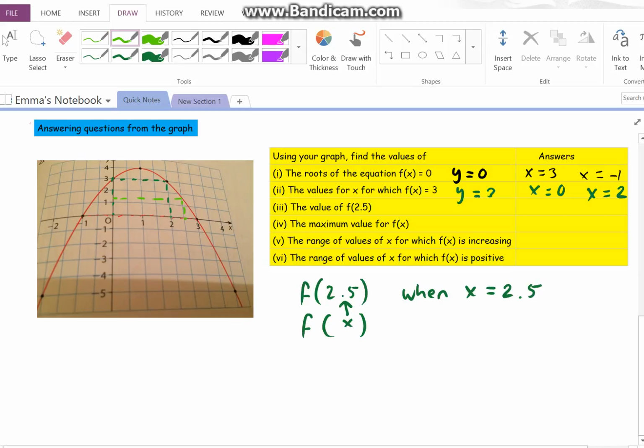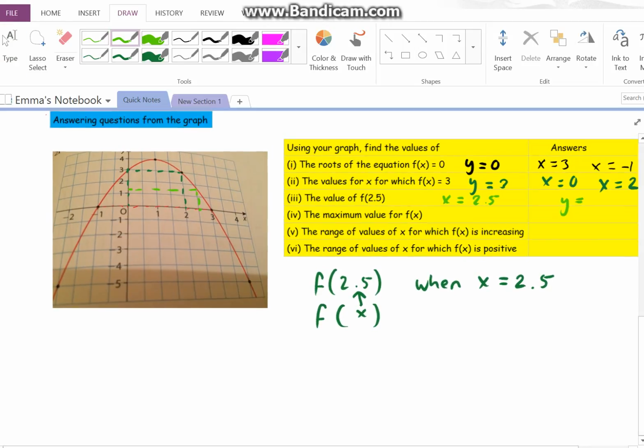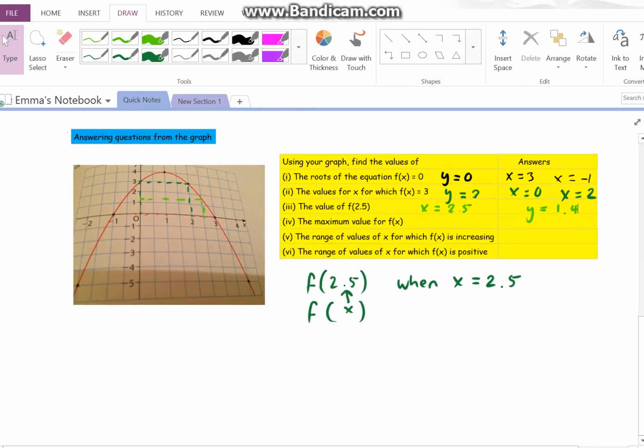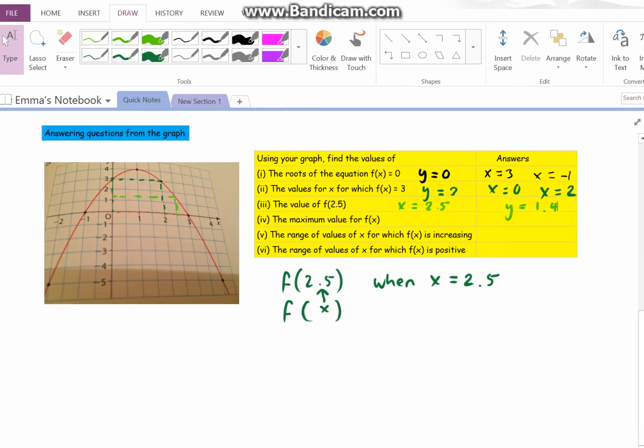So up to where it meets the function or the equation, so the graph, and across. So when x is equal to 2.5, y is equal to, what will we say, about 1.4 maybe, approximately. About that, okay? So your graph will probably be a bit clearer than mine, okay?